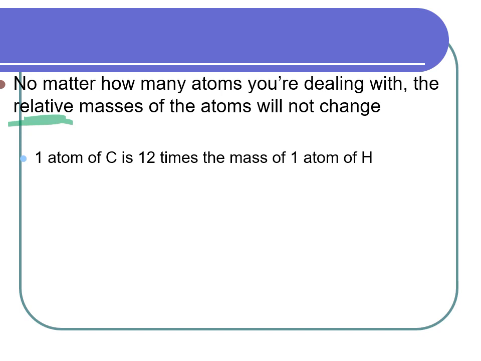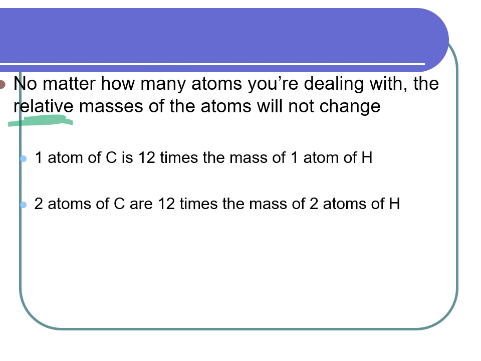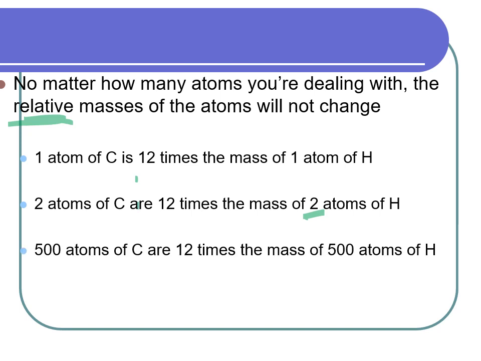So 1 atom of carbon is 12 times the mass of 1 hydrogen. 2 atoms of carbon would still be 12 times the mass, as long as you had 2 atoms of hydrogen, you're maintaining that 1:12 ratio between the hydrogen and the carbon. So if you had 500 atoms of carbon, you're going to have a ratio that again is whatever the mass of carbon is, 12 times the mass of that hydrogen atom. So you can change the amount, the relative weighting stays the same.